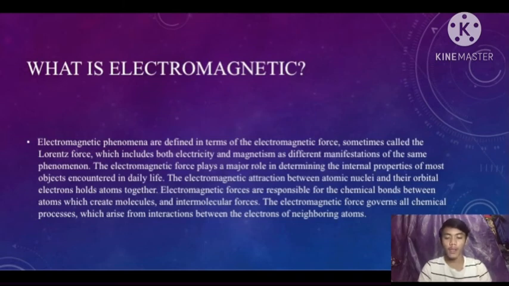The electromagnetic force is a chemical process which arises from the interaction between the electrons of neighboring atoms.